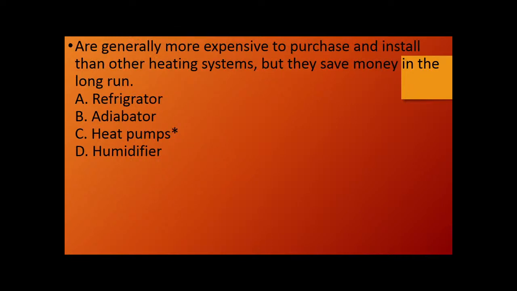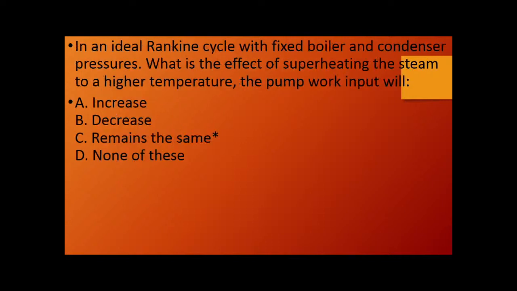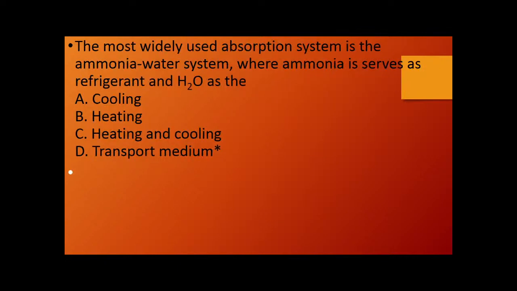Are generally more expensive to purchase and install than other heating systems, but they save money in the long run. Answer: heat pumps. In an ideal Rankine cycle with fixed boiler and condenser pressure, what is the effect of superheating the steam to a higher temperature? The pump work input will, answer, remain the same.